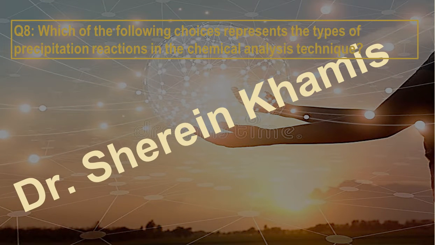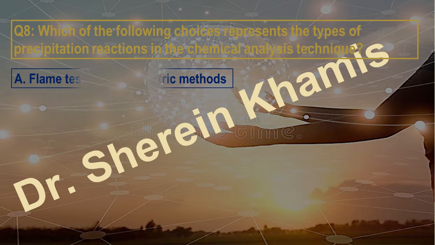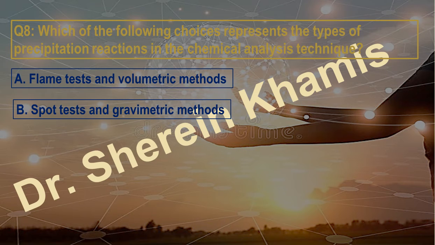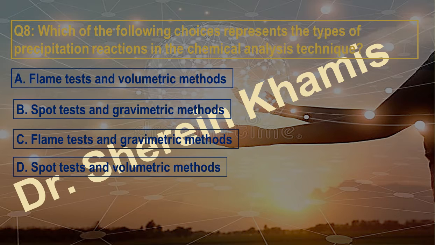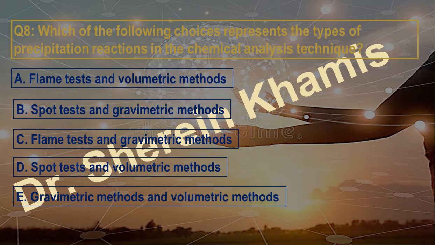Question number 8, which of the following choices represent the types of precipitation reaction in the chemical analysis technique? The first one, flame test and volumetric methods. Here we want the type, and type means qualitative. We have spot tests and the gravimetric method, flame test and the gravimetric method, spot tests and volumetric method, gravimetric method and volumetric method. The last one, wrong at all.